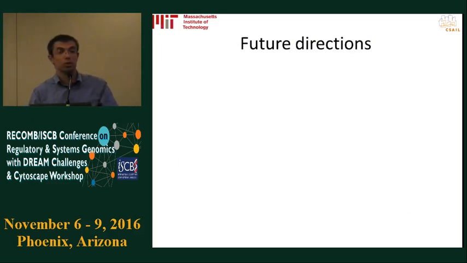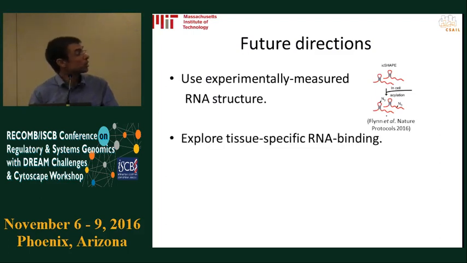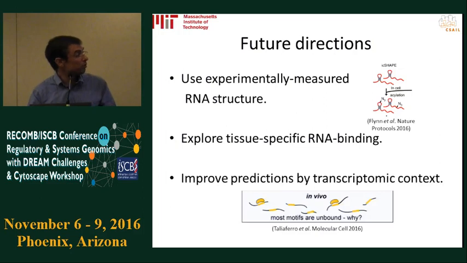Future directions would mainly try to bridge the gap between in vitro and in vivo. One way to do it is to use experimentally measured RNA structure as opposed to predicted one. To explore the tissue-specific RNA binding, since the structure may change between different tissues, and to improve predictions by transcriptomic context.